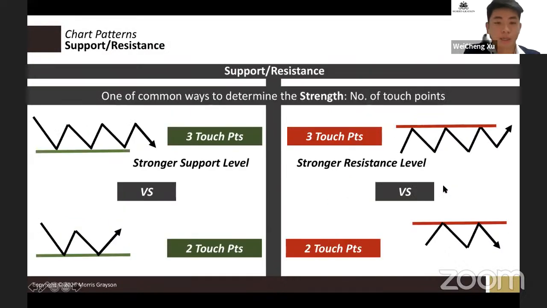Now let us take a look at a very commonly used tool. I'm sure many of you have heard of it before, when you start learning trading. It's support and resistance. One of the common ways that people determine the strength is through the number of touch points of the support resistance. Comparing a 3 touch point versus a 2 touch point resistance or support setup, the one with a higher number of touch points signifies a stronger level of support or resistance.